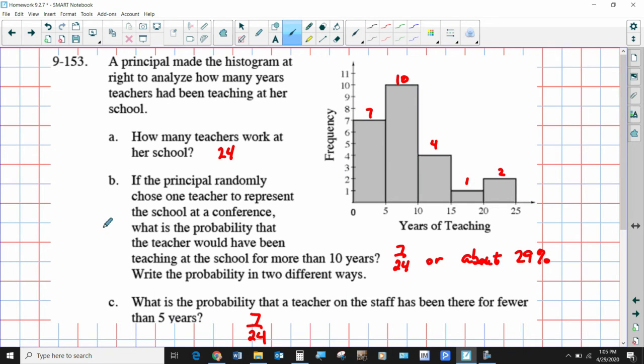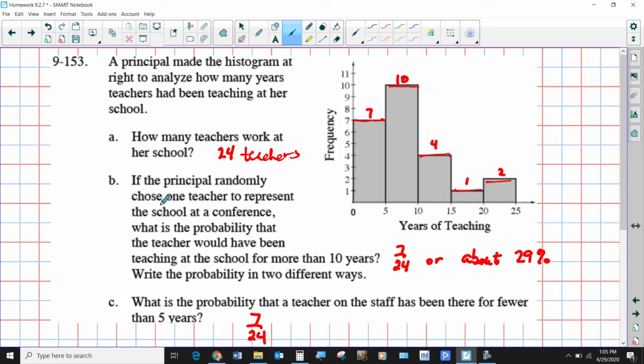And I feel like we've seen this before. I can't remember. All right, so the principal made a histogram to analyze the number of years the teachers have been teaching at the school. So there's that goes to 7, this goes to 10, to 4, to 1, to 2. By the time you add them all together, that's 24 teachers.